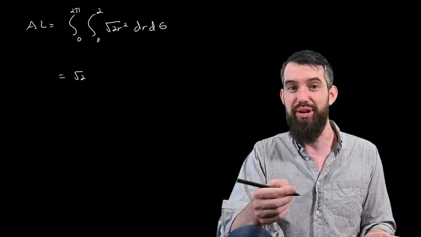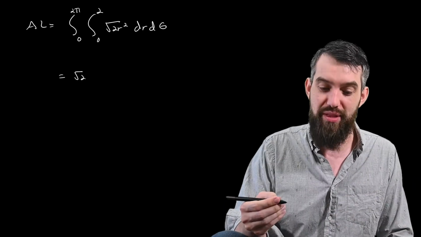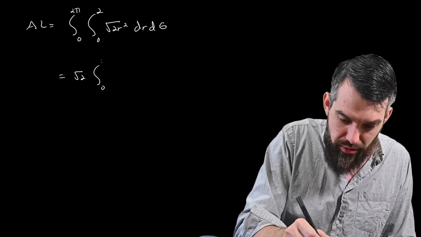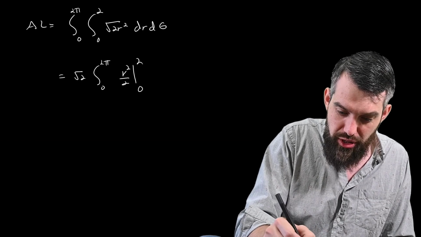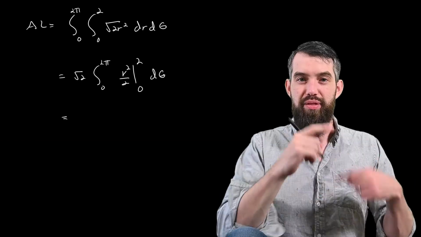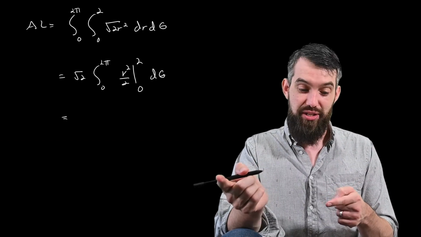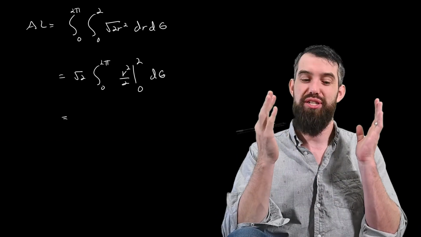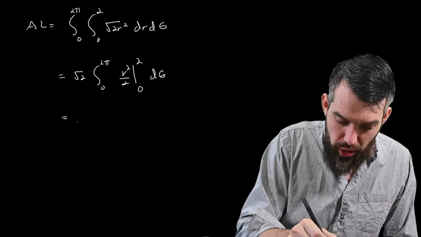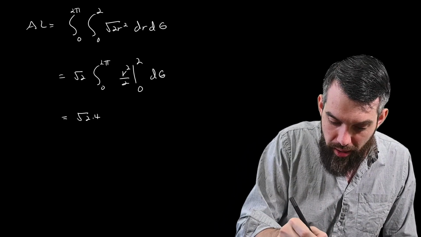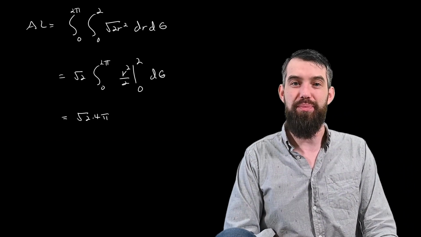This is, of course, going to integrate into r squared divided by 2. So I'll write 0 to 2 pi, and then r squared over 2 from 0 up to 2 d theta. That integrand evaluates into 4 over 2, which is just 2. And then I'm integrating it from 0 to 2 pi, and so I'm going to get a 4 pi. So root 2, 4 pi, final answer.